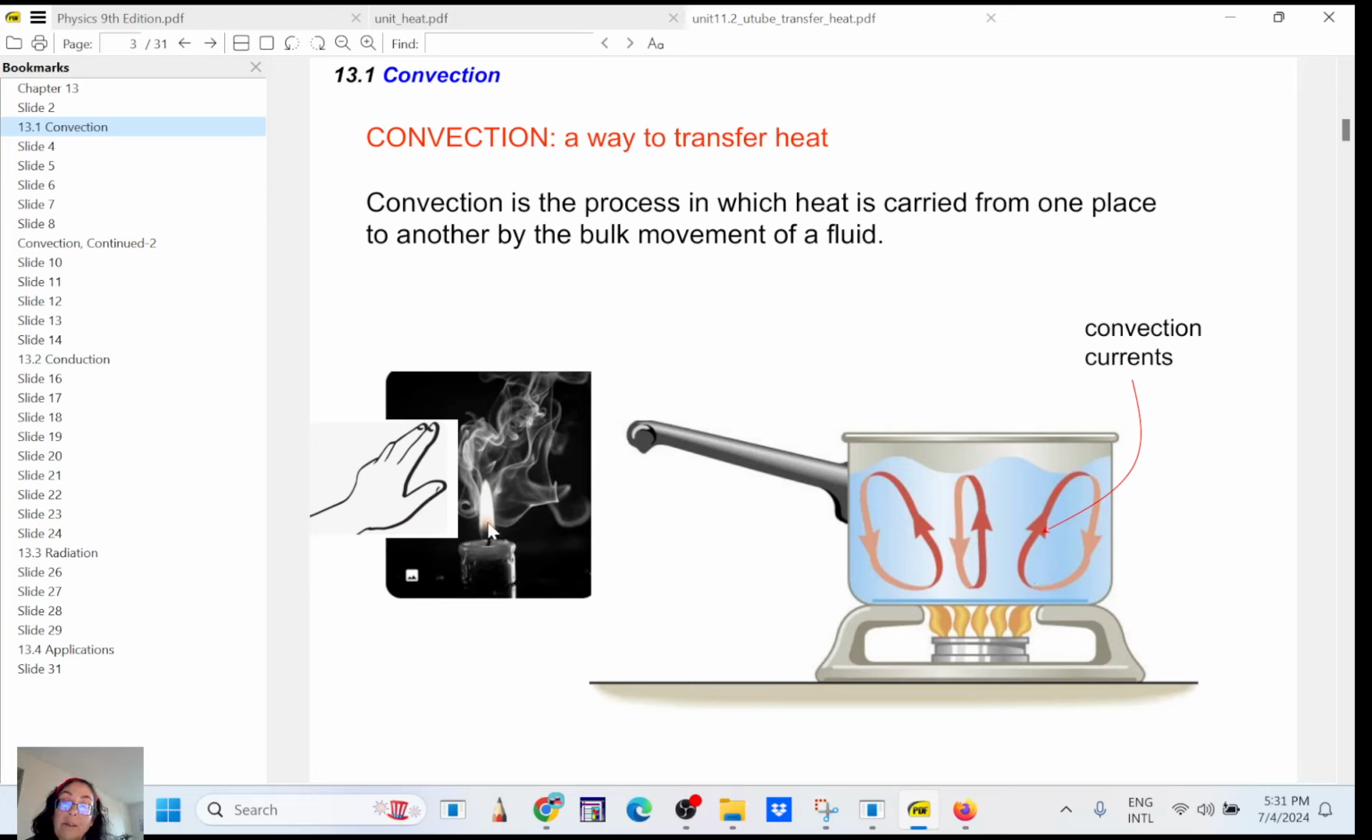Here you have a candle, so it will warm up the air. The hot air always rises, but it will go vertically upward. So it means if you bring your hands here on the side, it's not going to burn, right? Because the heat is going in this direction.